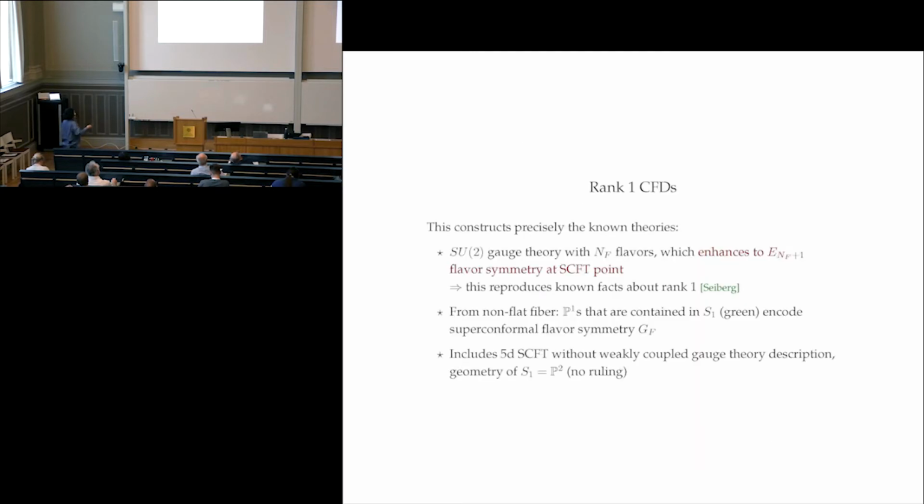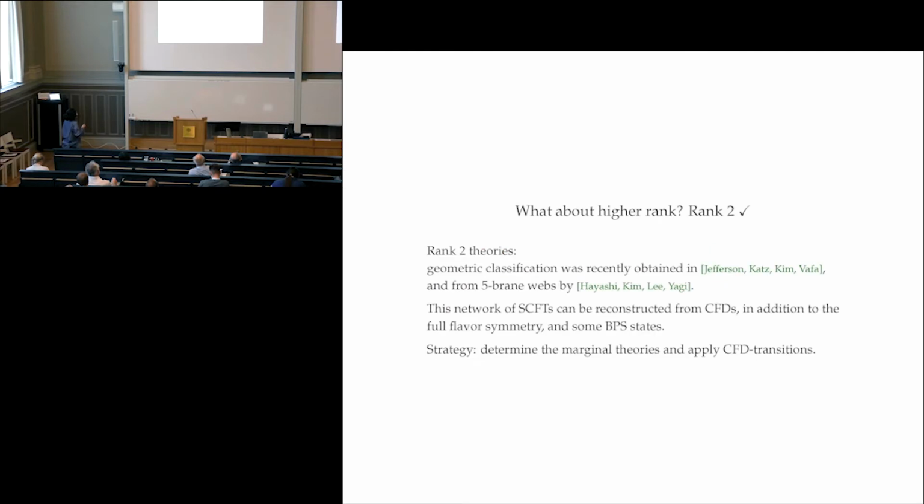Okay, so you might say, well, okay, that's nice. This is sort of deleting nodes on Dynkin diagrams, right? To read off now the flavor symmetry from these green nodes. But can you do more? I mean, this is rank 1. What about rank 2 theories?